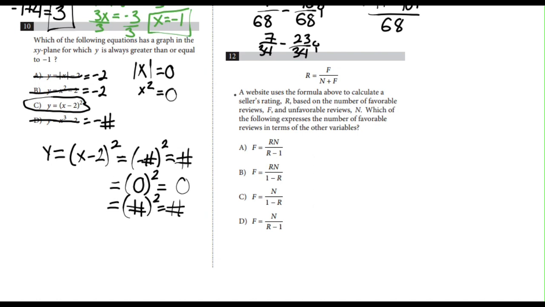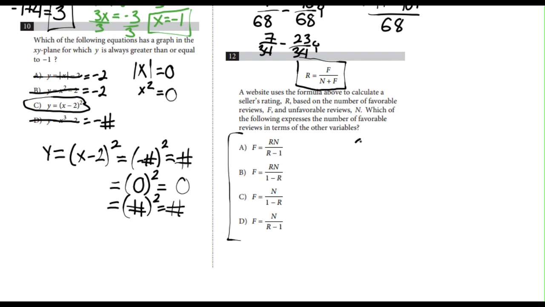Number 12. A website uses the formula above to calculate the seller's rating R based on the number of favorable reviews F and unfavorable reviews N. Which of the following expresses the number of favorable reviews in terms of the other variables? Just a hint for this question, you do not have to read what the question is asking for. If you look at the equation they give you, and then look at the answer choices, it's evident that our objective is to get F by itself.